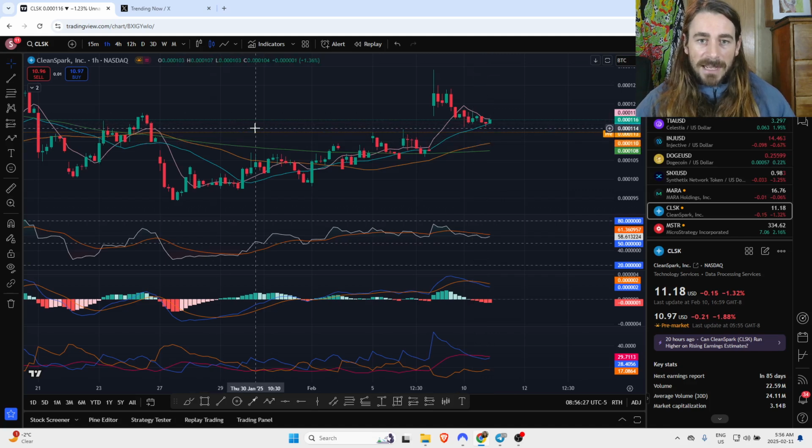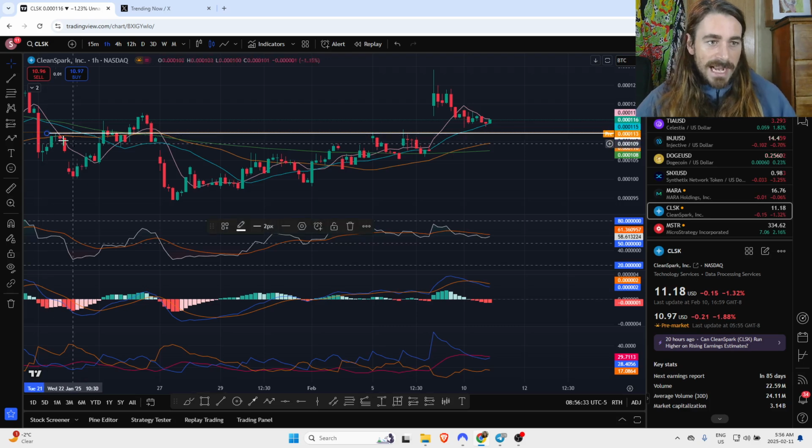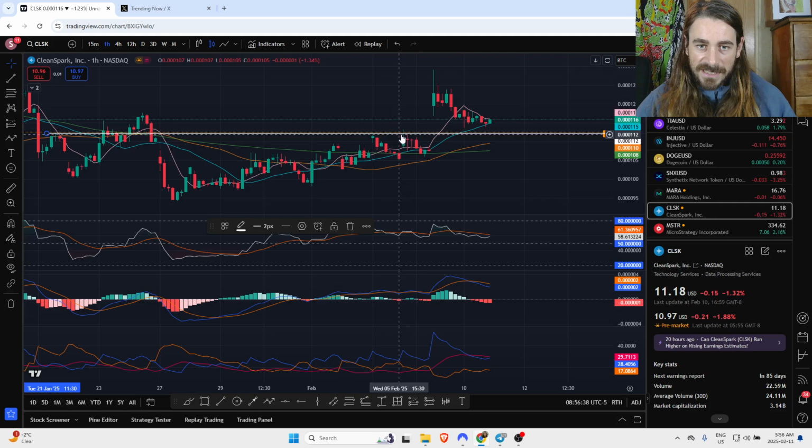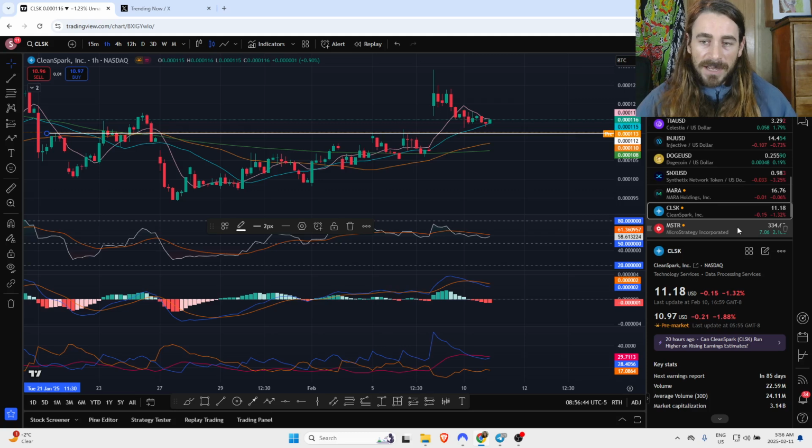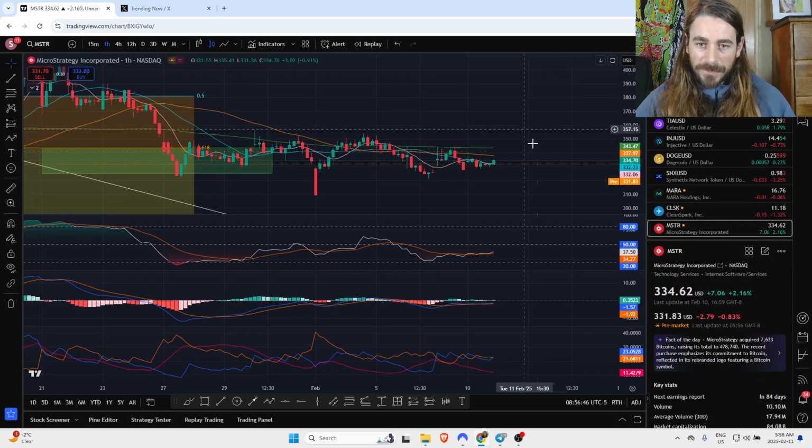Look at that, breaking out, holding this resistance as support. Now you can see all the way back through here, it acted as resistance, and it acted as a bit of support here. Resistance, resistance all through here, and now as long as we hold this level as support on the Bitcoin pair, it looks good for CleanSpark. One of my favorite miners. I do like them going forward.